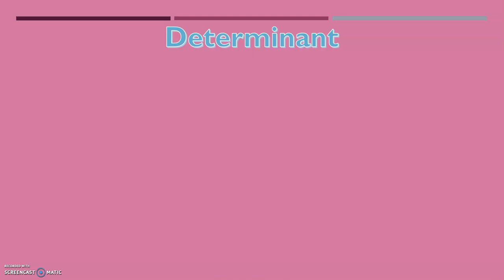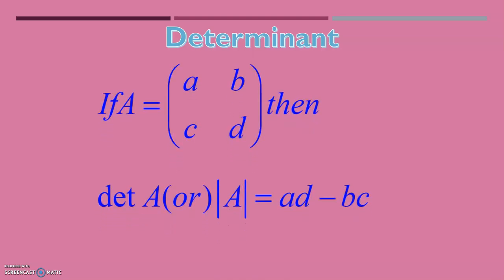So, determinant of a 2 by 2 matrix. Let us consider a matrix A, B, C, D, where we have two rows and two columns. That is why it is called 2 by 2. The elements are A, B, C, D. The determinant of this matrix A is written as either det A or mod A, and it is given as AD minus BC. So the determinant of a 2 by 2 matrix where the elements are A, B, C, D is given by AD minus BC.